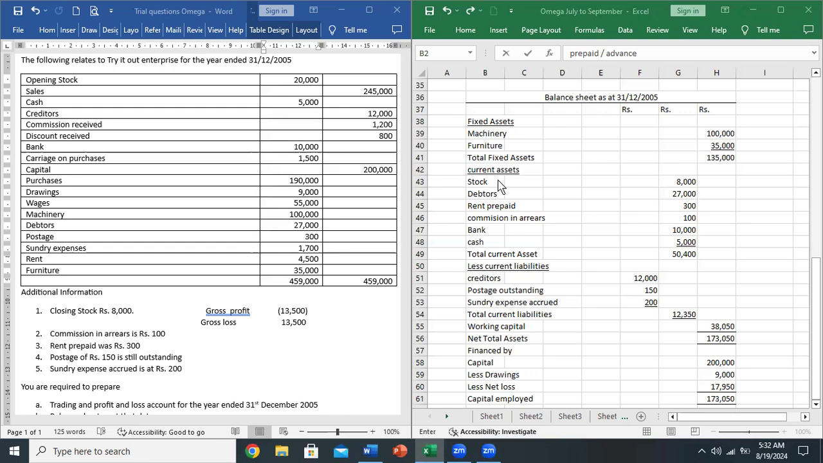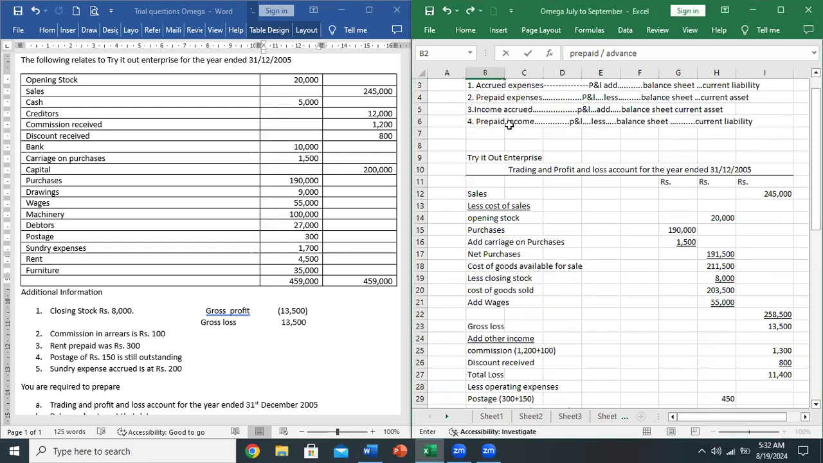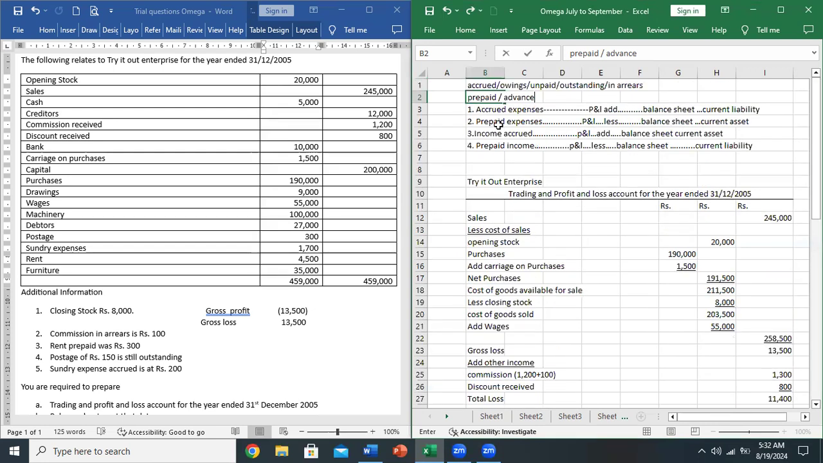Okay. But if you even pay attention in this question, we only had the income in arrears, expense prepaid, and then expenses accrued. We didn't have the income prepaid, right? Now let me be specific and tell you that in WASI, they examine more of the expenses prepaid and accrued than the income. Okay. But as you are learning, you have to learn all.